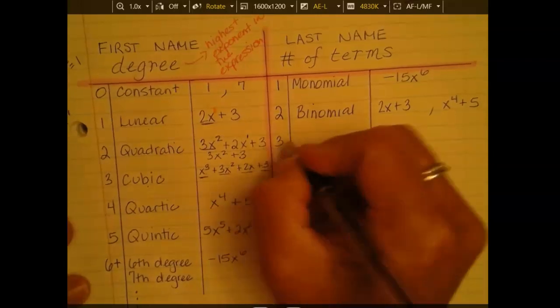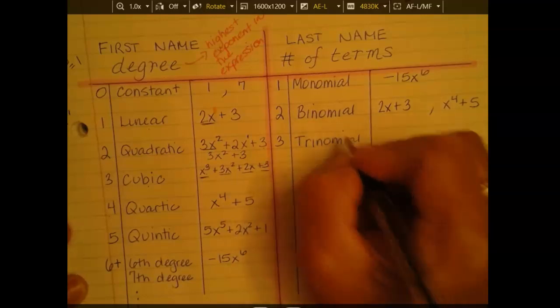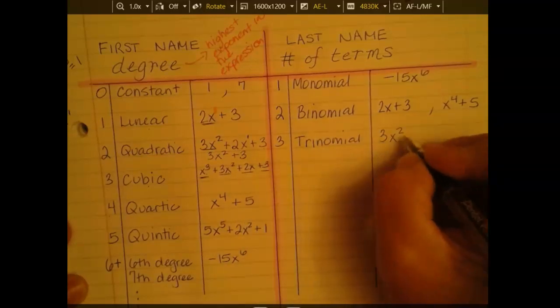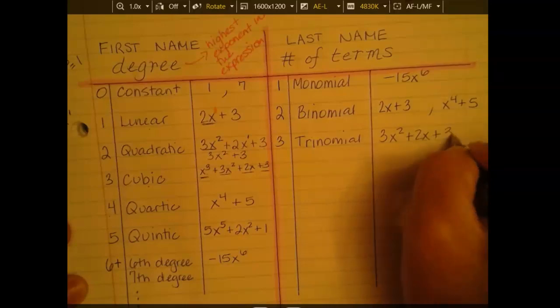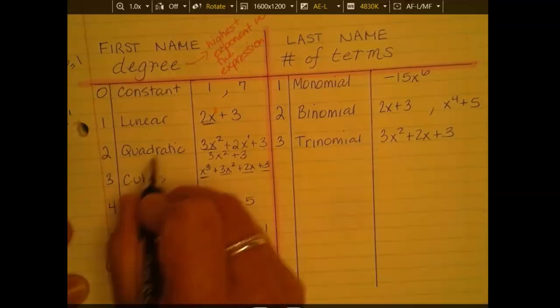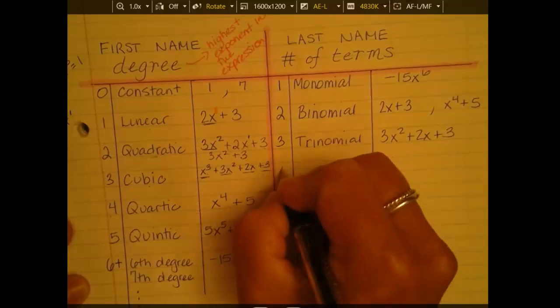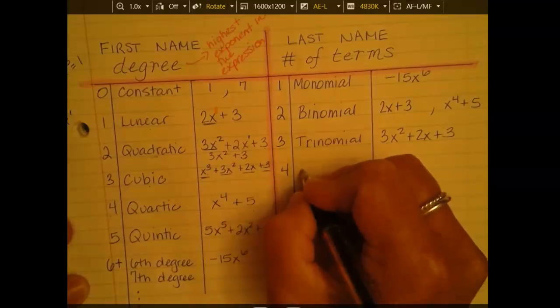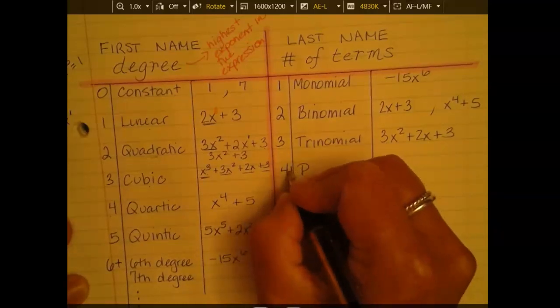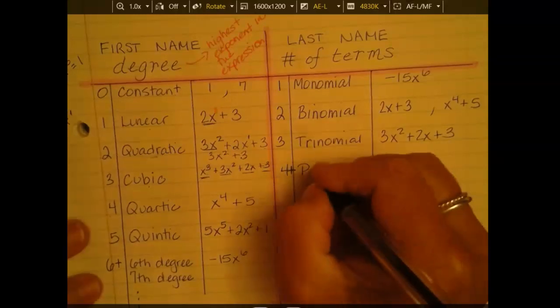If it has three terms, it's a trinomial, like 3x squared plus 2x plus 3, just right here to the left, right? The same example. This is a quadratic trinomial. That's what this is called. Four terms is called a polynomial. So 4 and up, we're going to put the plus sign there because in terms of the terms, we only have special names for the first 3, and then we just go with calling it a polynomial.